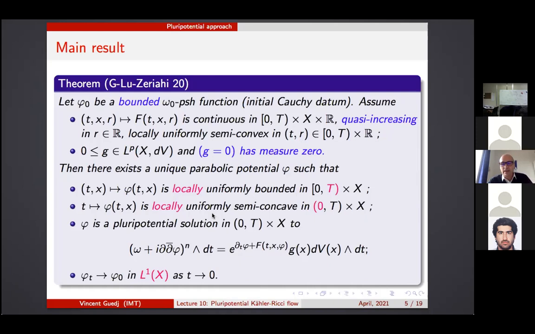And the condition is that phi t converges towards this initial datum, phi zero, in the L1 topology. And let me stress immediately, and I will go back to that in the next slides, that actually the convergence at time zero is much better than simply in L1, as you will see soon. For instance, if phi zero were continuous, then the convergence at time zero would be uniform. So it's a rather strong convergence at time zero. Okay, so that's the main result. And you see that with rather poor regularity assumptions, we get a unique solution in the pluripotential sense of the corresponding complex Monge-Ampère flows. So let me try and explain this in a bit more detail.